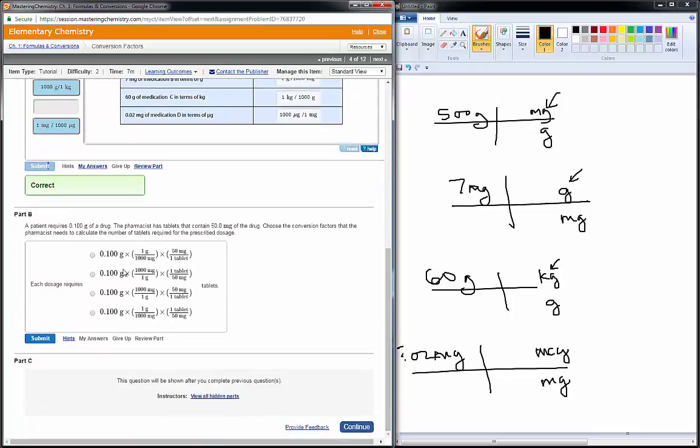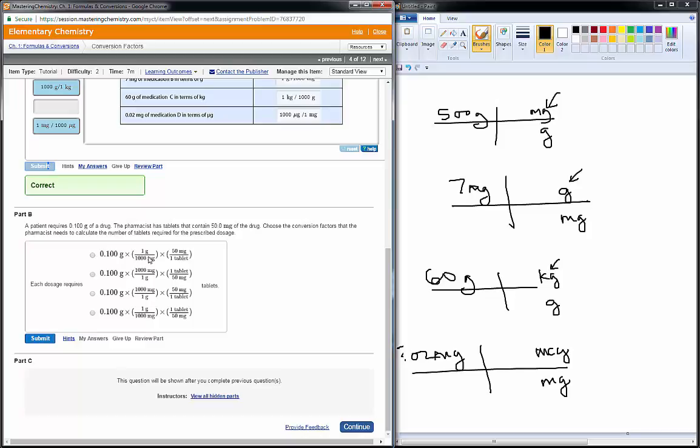Now, which one of these is the right way to go about it? If you need 0.100 grams of drug, you have tablets that contain 50 mg of drug. So they're doing a conversion. You're going to go from grams to milligrams and then milligrams to tablets. So you'll use the conversion factor of 1 gram is 1,000 milligrams, and then the conversion factor of 1 tablet is 50 milligrams. Your milligrams should cancel, your grams should cancel. You want to be left with tablets.